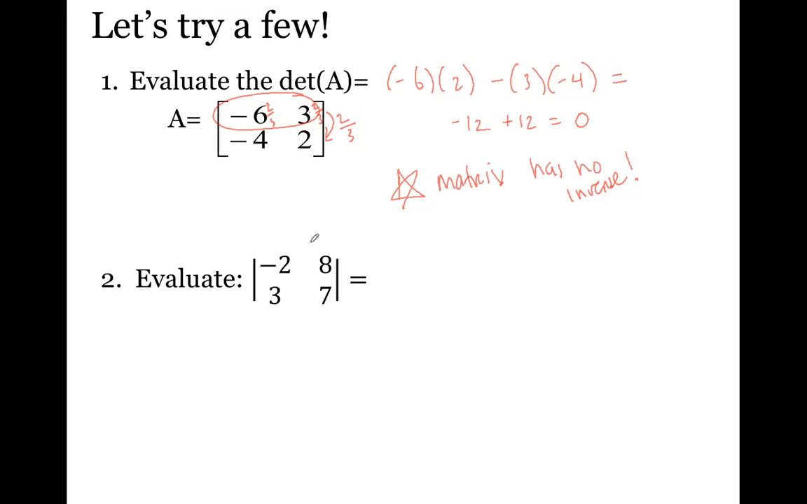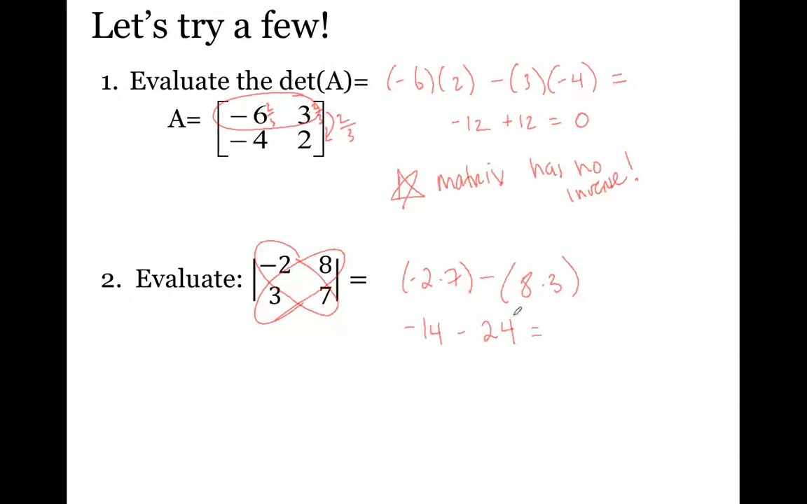And then evaluate. So again, this tells us I've got these bars, which means I need to find the determinant. So -2 times 7 minus 8 times 3. Maybe you're somebody that uses highlighters and you like different colors, great time for that. So this gives us -14 minus 24. No calculator needed. That gives us -38.